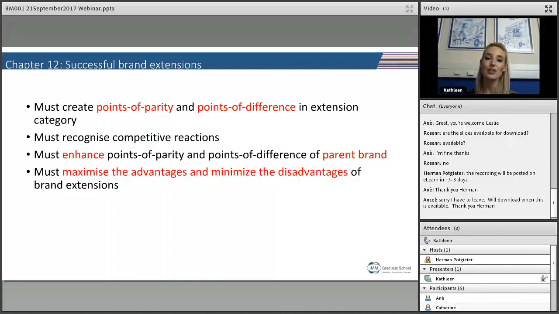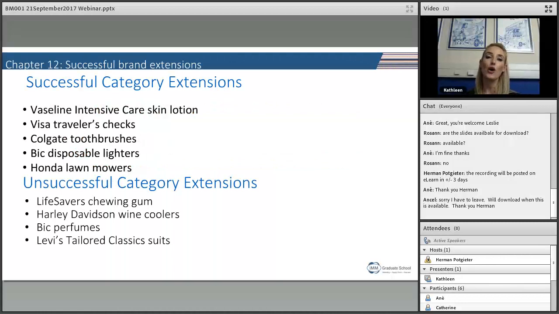If we are going to introduce a brand extension, we would want it to be successful. And there are 4 characteristics of a successful brand extension. They create their own points of parity and points of difference. They recognize and respond correctly to competitive reactions. They also enhance the points of parity and points of difference for the parent brand. And they have as many of the advantages of an extension as possible and as few of the disadvantages of an extension as possible.